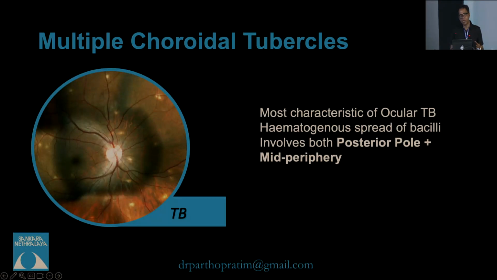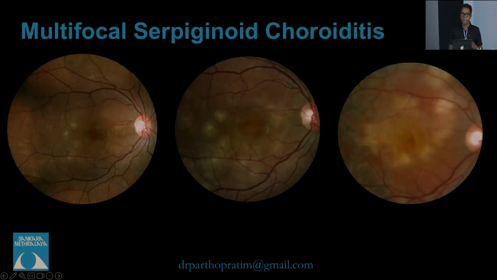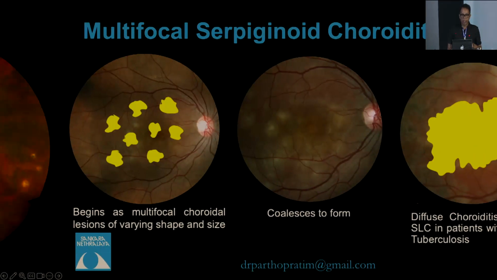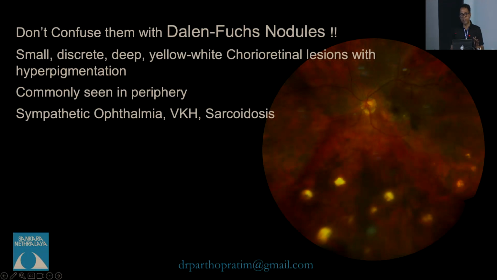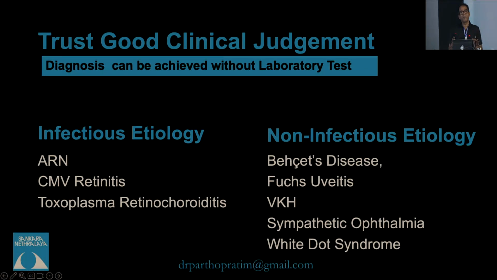Then multiple choroidal tubercles you can see in conditions like tuberculosis and sarcoidosis. And then Dalen-Fuchs nodules, you have to see, there may be various nodules in the periphery of the fundus. Always remember, when you think about laboratory investigation, there are certain conditions where there is no need to order any investigations. You can diagnose without laboratory investigation. One is infectious etiology like acute retinal necrosis, CMV and toxoplasma. You see the clinical phenotype of the lesions and you can make a diagnosis.